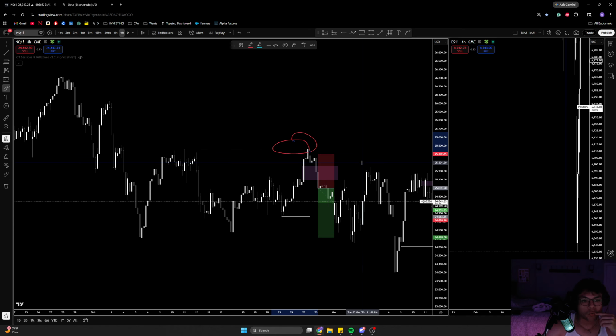Our job is to wait and watch the story form, and then we take action. If you're thinking we might go here, okay, how are we going to get here? Well, manipulation. Oh, higher time frame fair value gap gets inversed. Boom.